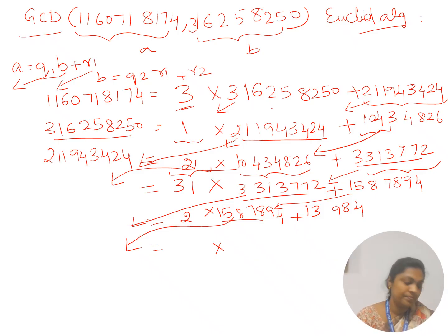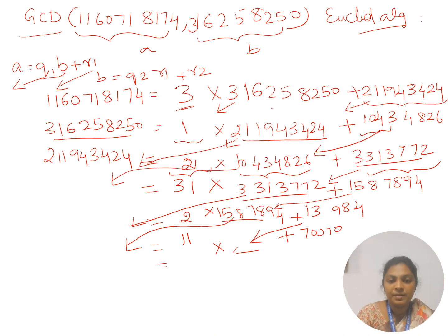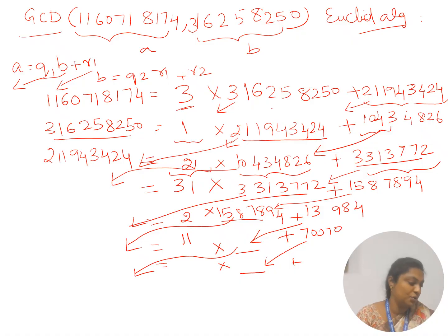So the quotient is 11 and the remainder is, so this is this number. So the remainder is 700 and 70. And the next step is this will go there and this will come here plus. So dividing these two numbers, we'll get the quotient as 1 and the remainder as 67914. Okay. Next again, repeat the same thing.